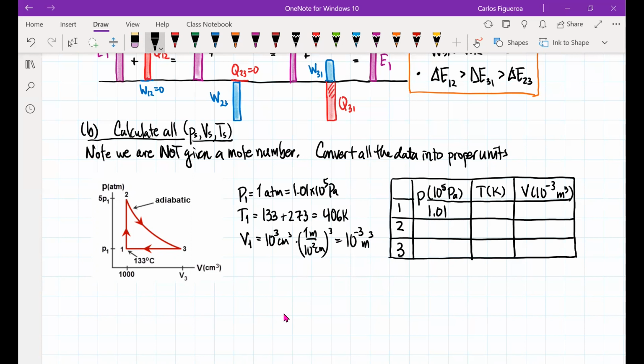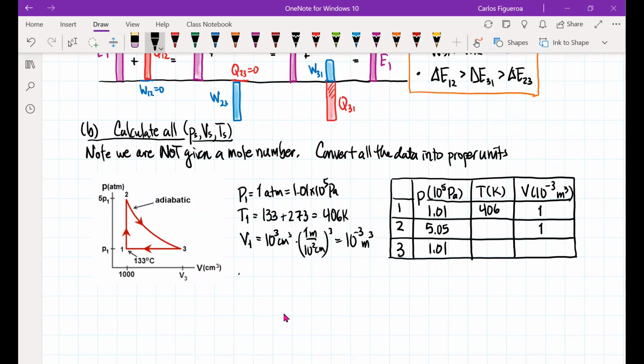At state 2, I have pressure 5.05, which is 5 atmospheres. And if you look at state 3, we know all of the pressures in here. The temperature, I only have one, at state 1. And the volume of states 1 and 2 is the same, so this is going to be a value of 1. So you can see here that there are 3 values that I don't know.